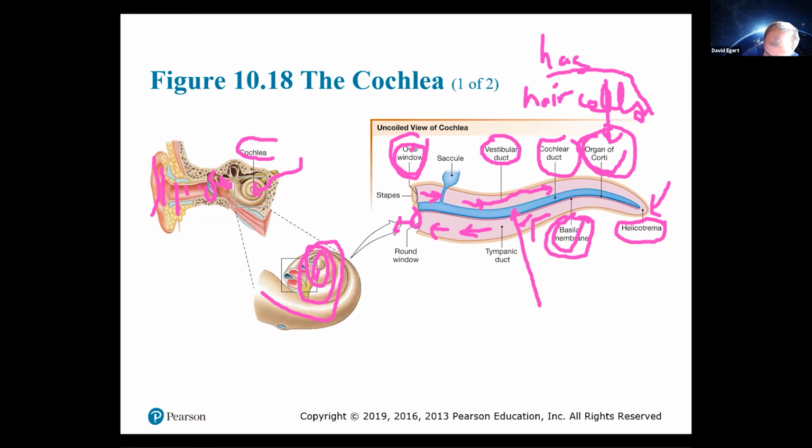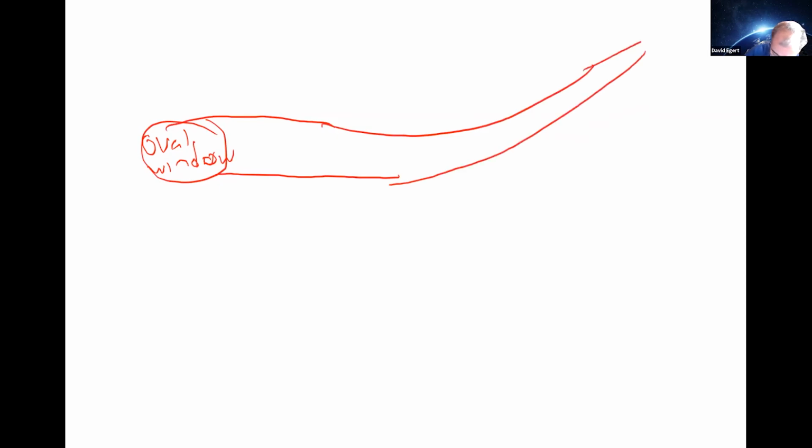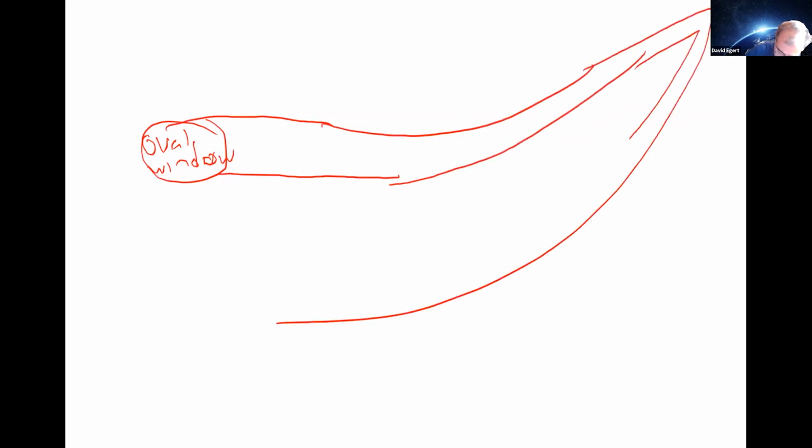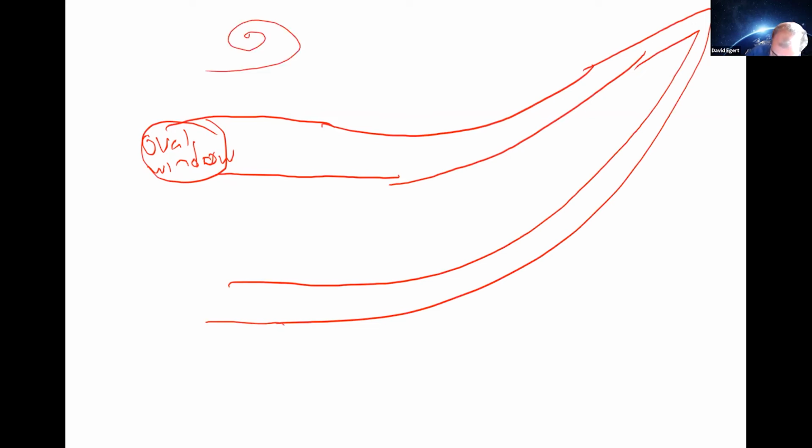Here it might make sense to get an oval window, kind of coming in. And this is the unwound snail. This should actually be going around 2.5 times, but here's the helicotrema up here, the round window down here. This cochlear duct is what we're going to focus on now.